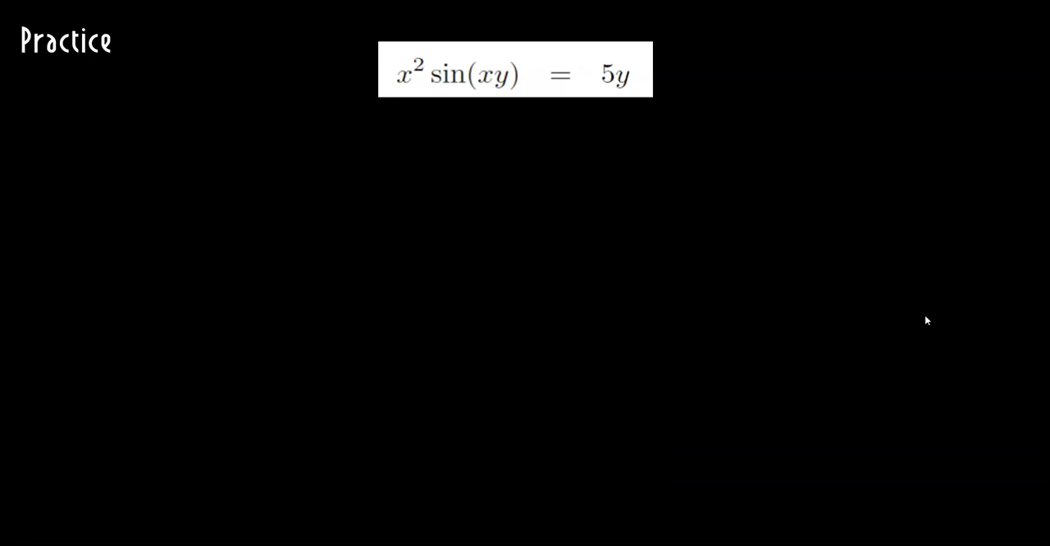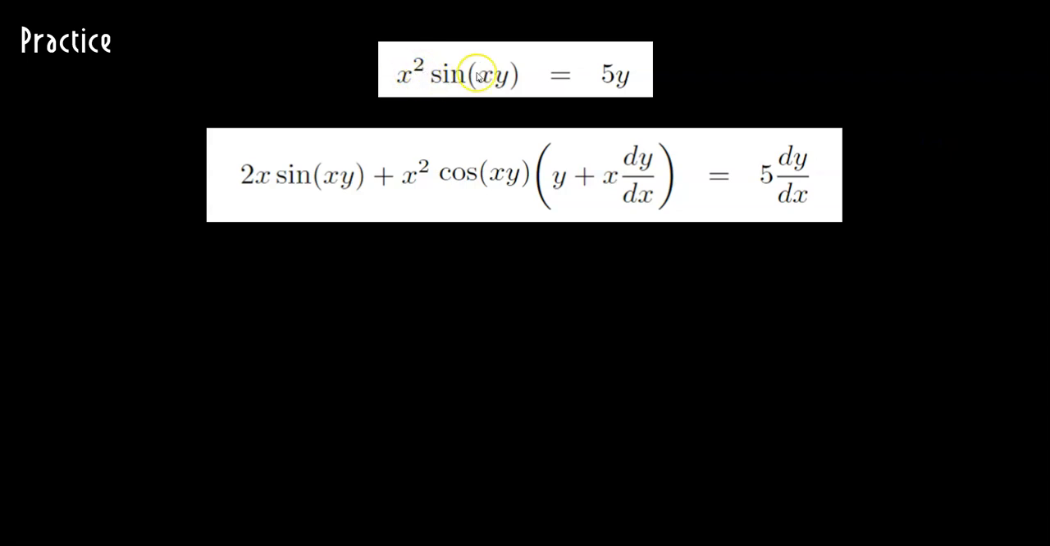X squared times sine of xy equals 5y. So I have a product rule. I also have a chain rule in here. And when I factor it out, we're going to have a bit of a mess. But that's okay. We'll deal with it. X squared sine of xy. First thing we get is 2x times sine of xy. Then x squared cosine of xy. I need to take the derivative of the inside, derivative of xy, and pull it out.